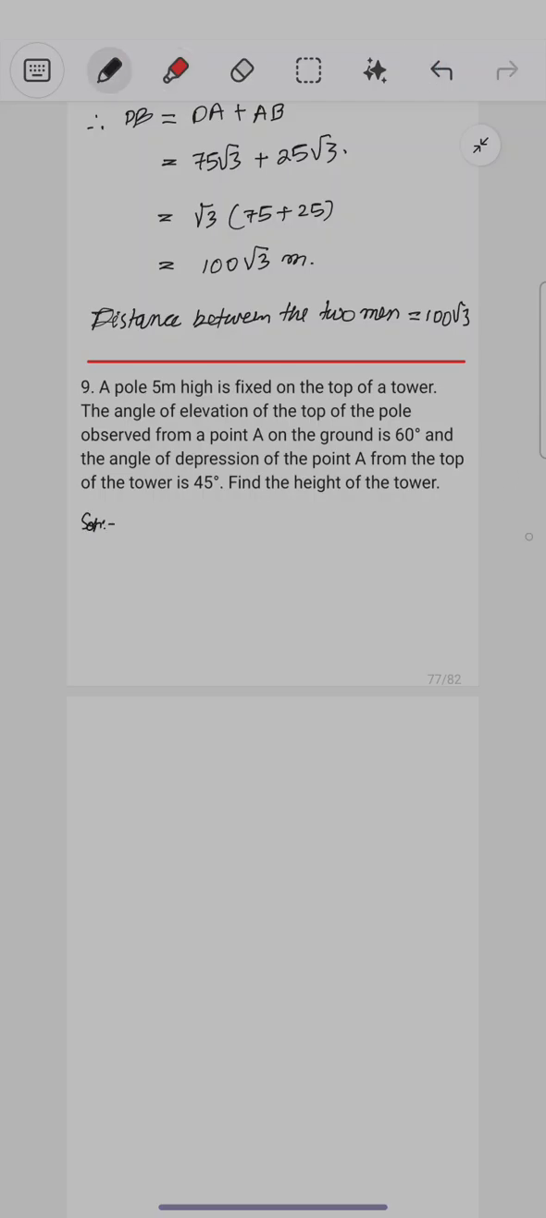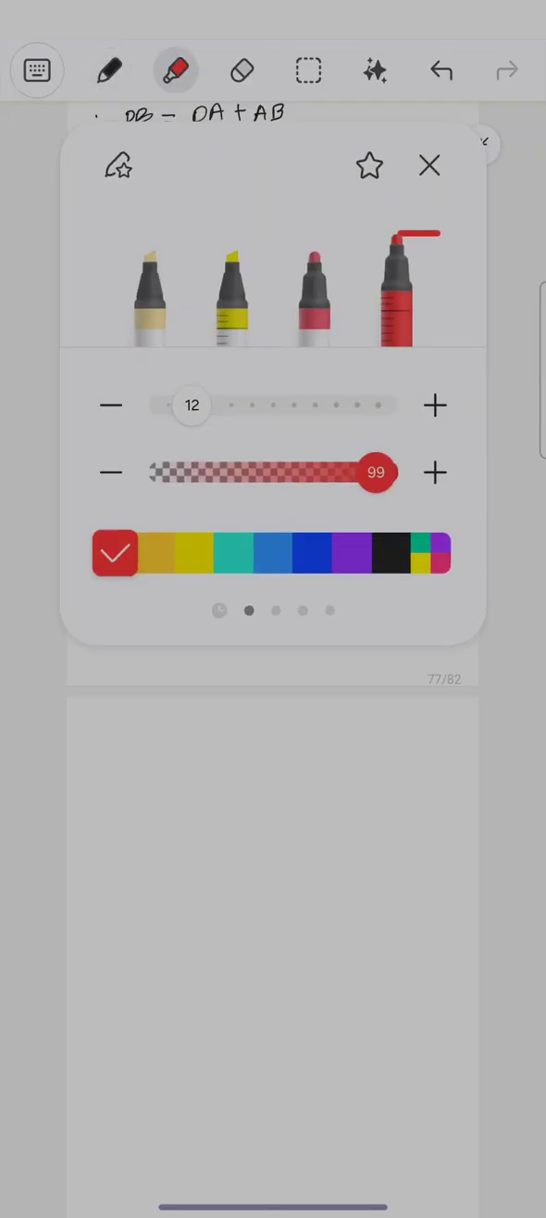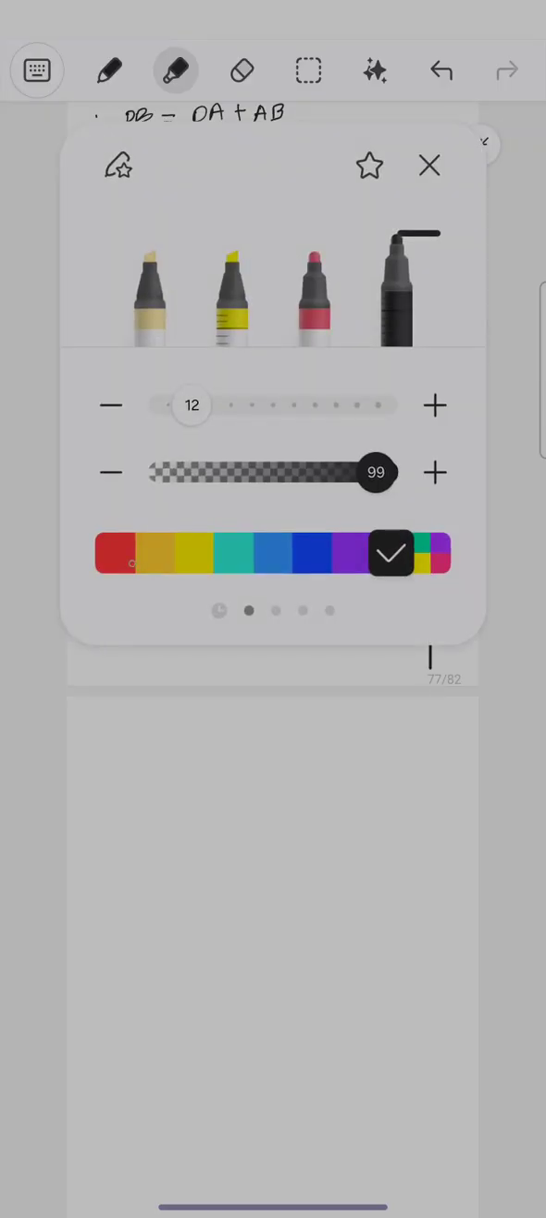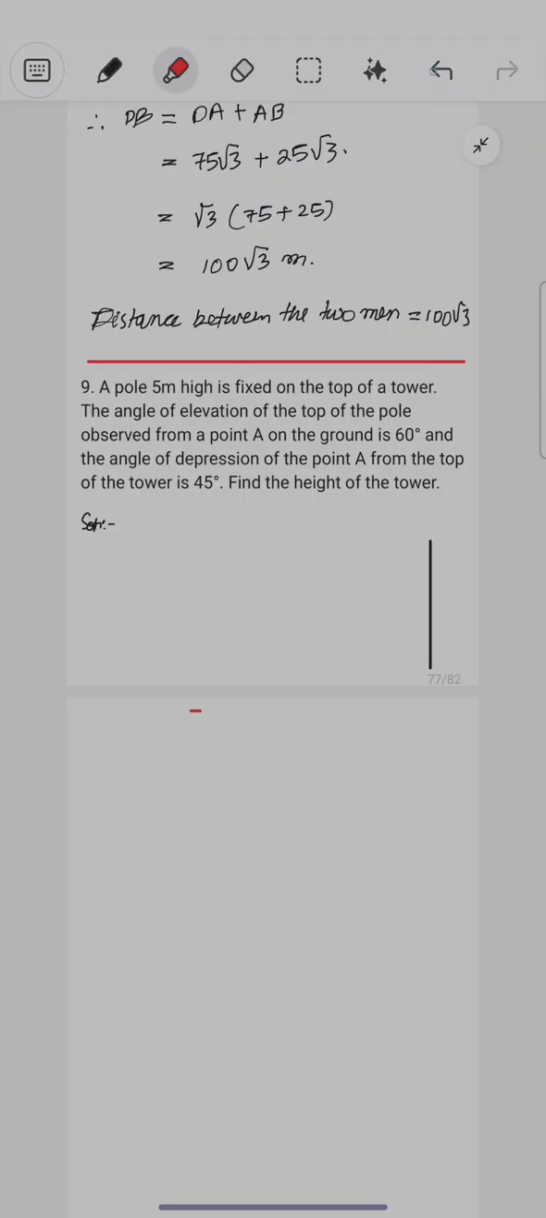A pole 5 meter high is fixed on top of a tower. Diagram: the tower and the pole on top of it.